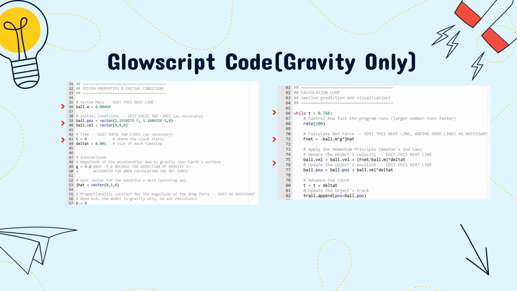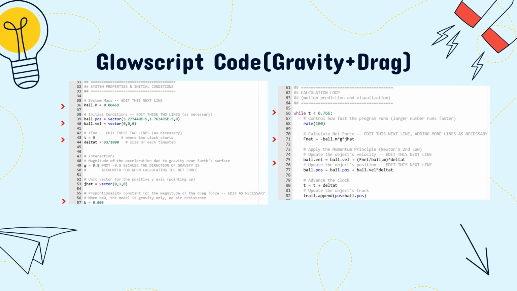So now for the code. We have two pieces of code. This is the GlowScript code for only gravity. So what I changed here was the ball mass, the ball position and velocity right here, t and delta t. And in the while loop, we changed the Fnet, and in the body of the while loop, we updated the ball velocity and ball position. Now for gravity plus drag, everything is the same except for the proportionality constant, and this accounts for the drag force.